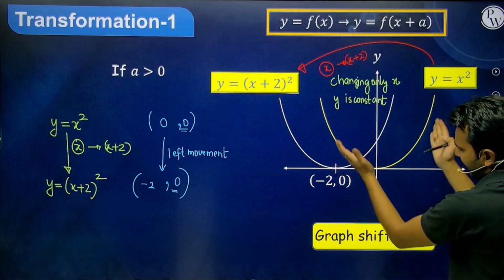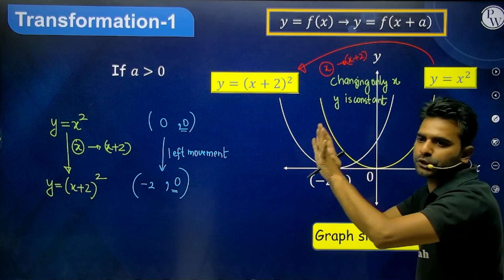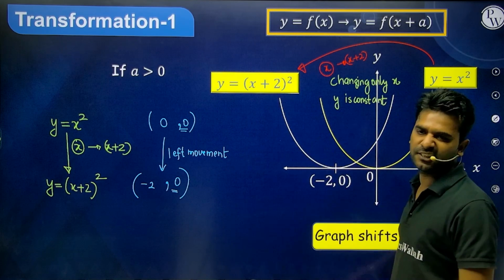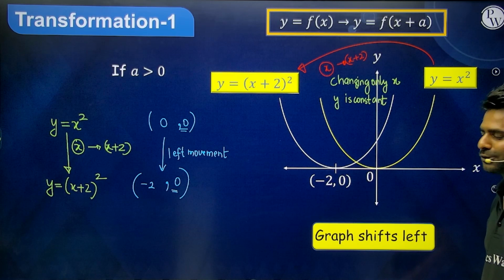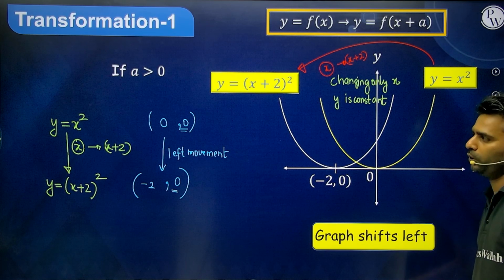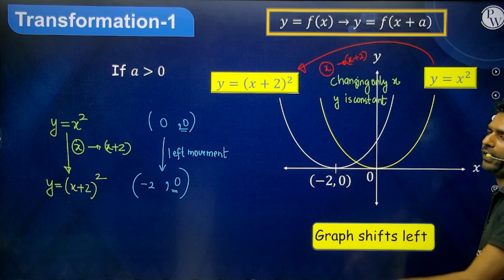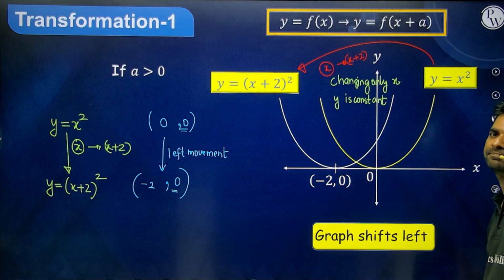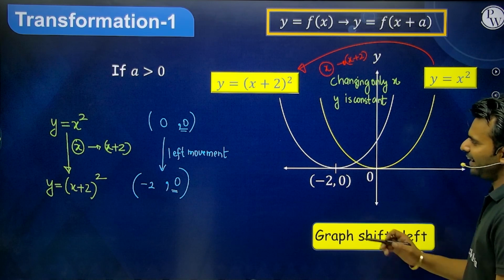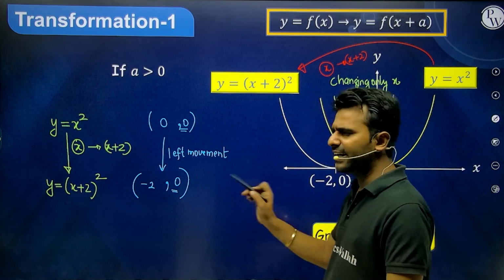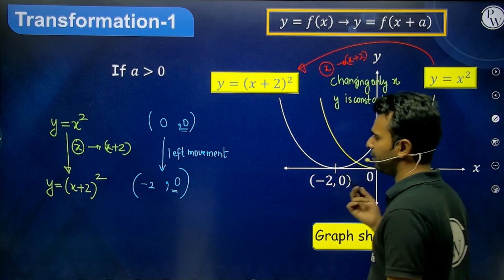Just simply take this graph and push it 2 units towards the left. What you get is nothing but the graph of y equal to (x plus 2) whole squared. This is the graph of y equal to (x plus 2) whole squared. Look, easy. Sir, why have we taken only y as 0? You can take any other value of y also, no issues.